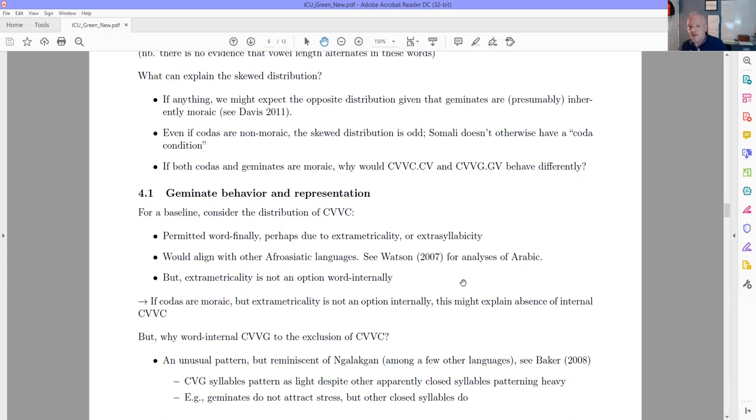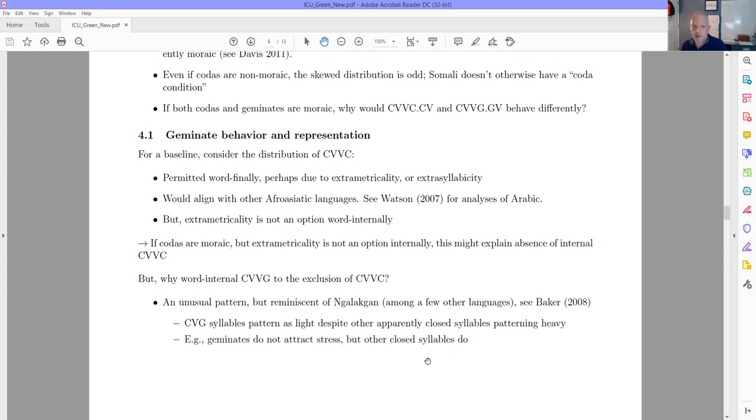And there's a really fantastic cross-dialectal summary of Arabic done by Watson in 2007 that entertains both these possibilities. But in the case of these word internal syllables, extra metricality is not going to be an option, right? So if it's the case that codas are moraic, but extra metricality is not an option word internally, this might get us somewhere in explaining the absence of these internal CVVC shapes. But then again, we still haven't addressed why we would have geminates allowed word internally and not those singletons.